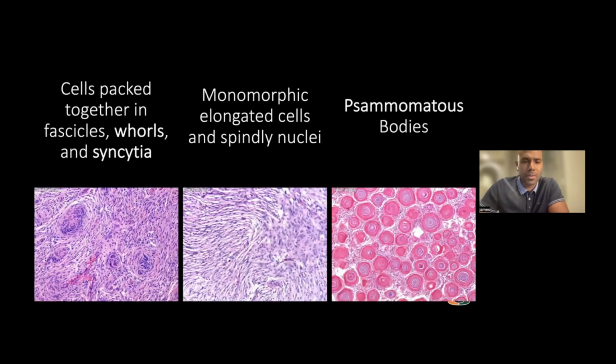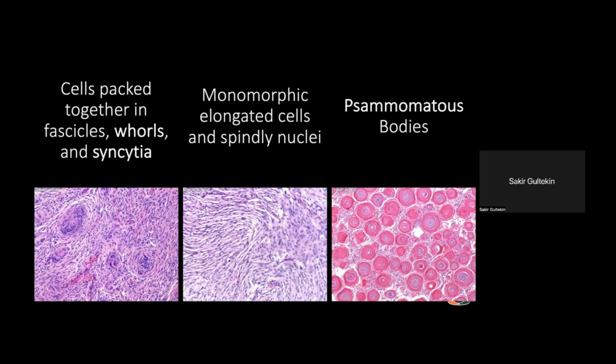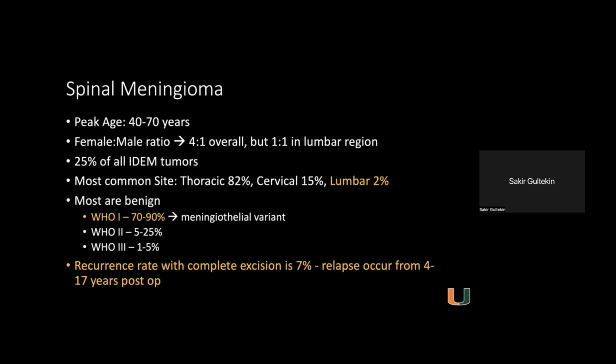And so just a couple more things on the meningiomas, like Dr. Gultikin had talked about the elongated sheets of cells and the psammoma bodies. Can you go back one slide, please, James? Yes, of course. So most are benign. That's the fifth bullet point there. WHO grade 1, 70 to 90%, that's fine.